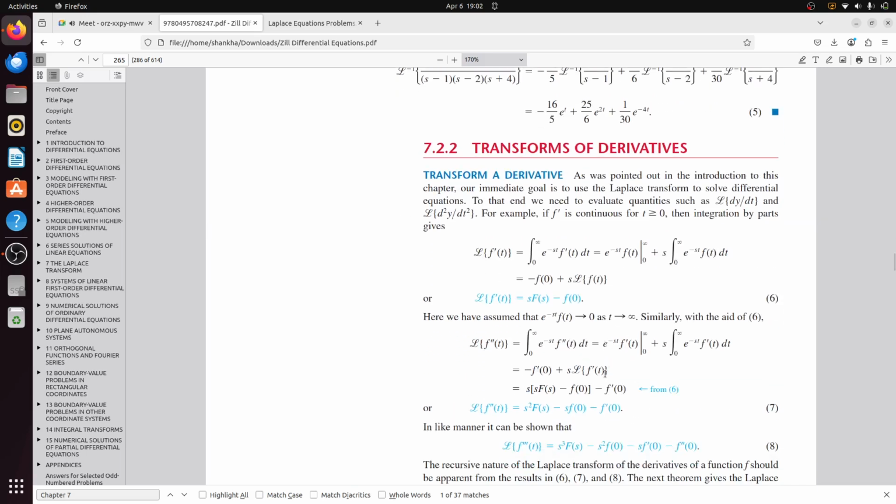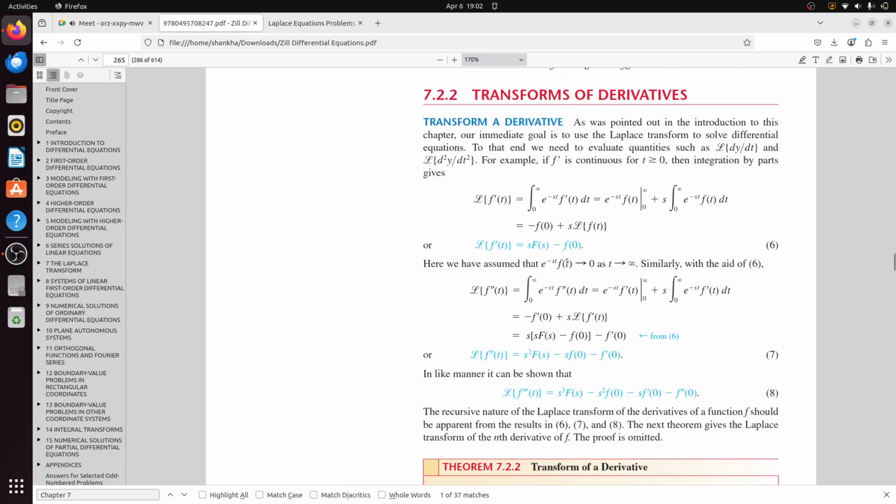Transforms of derivatives, I will not discuss that in detail. It is a very brief calculation. So if you know the Laplace transformation of f(t), you can also determine the Laplace transformation of f prime t. The Laplace transformation of f prime t will be s into F(s) minus f(0). Laplace transformation of f double prime t will be s square F(s) minus s f(0) minus f prime 0. Laplace transformation of f triple prime t will be s cube F(s) minus s square f(0) minus s f prime 0 minus f double prime 0. So that is how the thing goes.